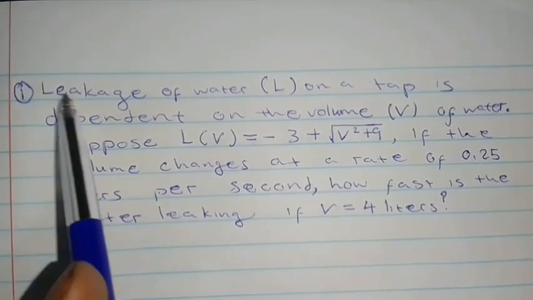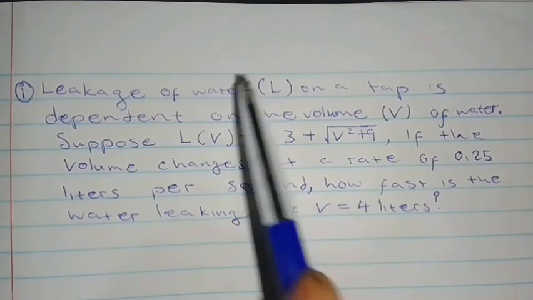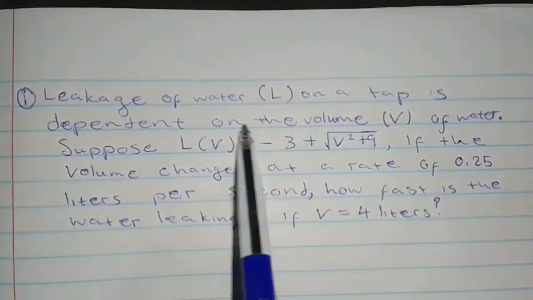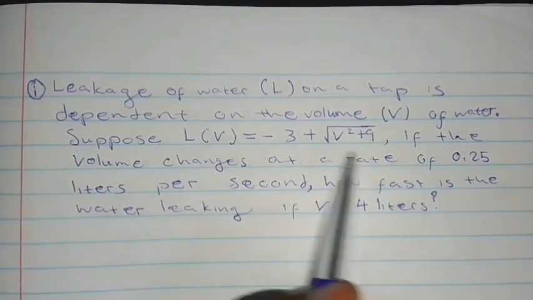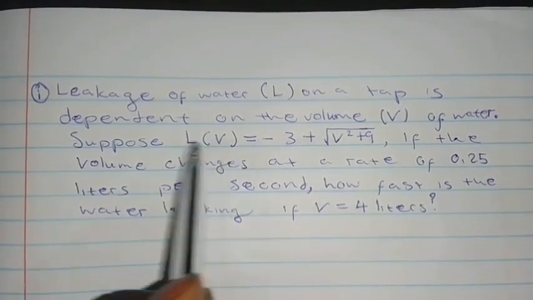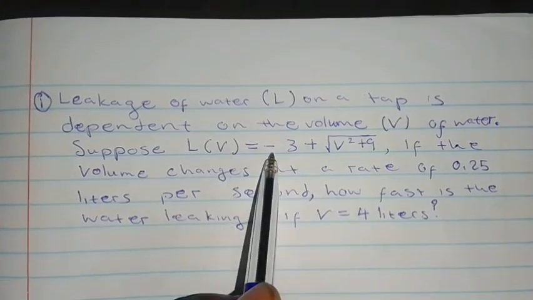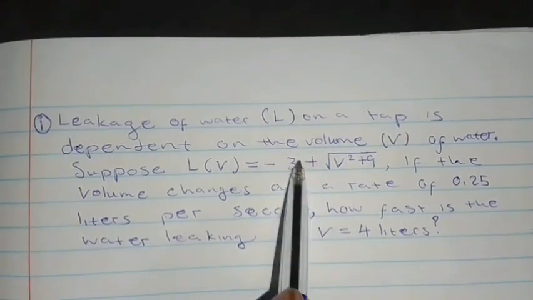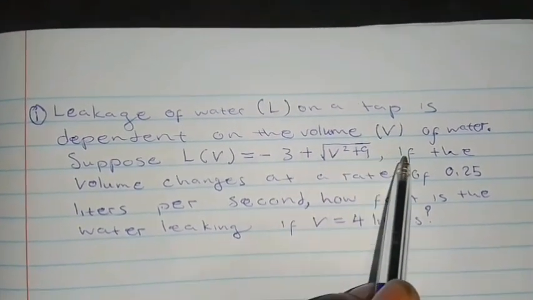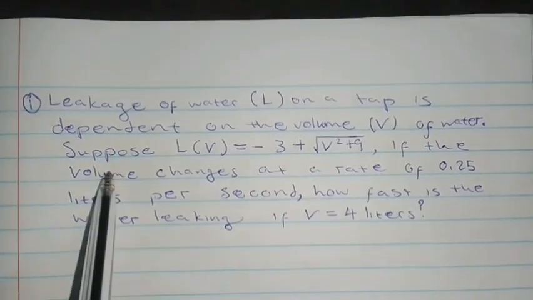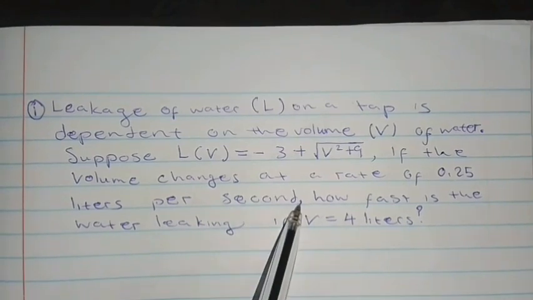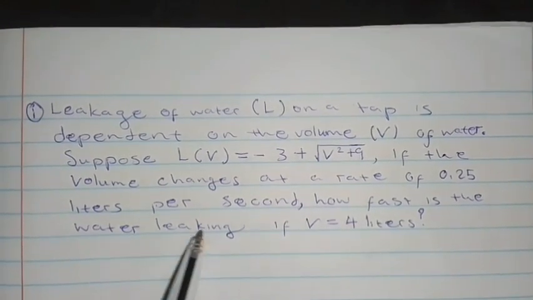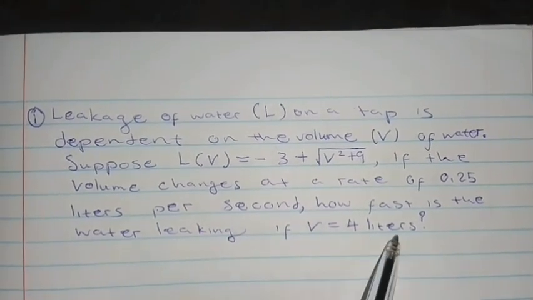Now here it says that the leakage of water on a tap is dependent on the volume of water. Suppose we are given a function L at v equals minus 3 plus the square root of v squared plus 9. Now, if the volume changes at a rate of 0.25 liters per second, how fast is the water leaking if v equals 4 liters?